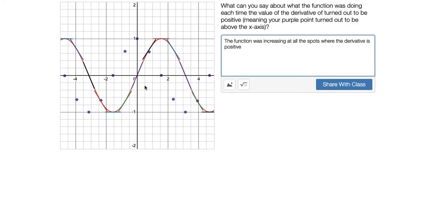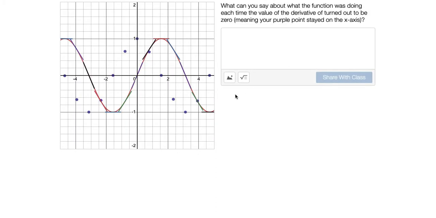On the other hand, if you look at these points down here where the derivative was negative, look at the function over that time span, over that stretch of x values. You can see the function is decreasing here. The function is also decreasing here where the derivative values were negative. So there's clearly a connection there between the positive derivative and the increasing function, and a connection between the negative derivative and the decreasing function.